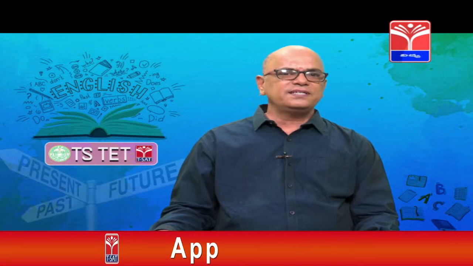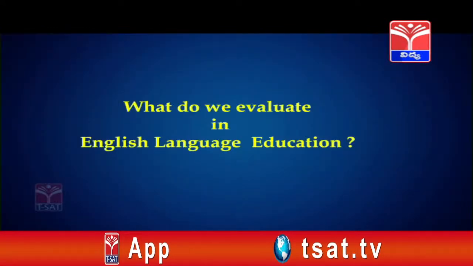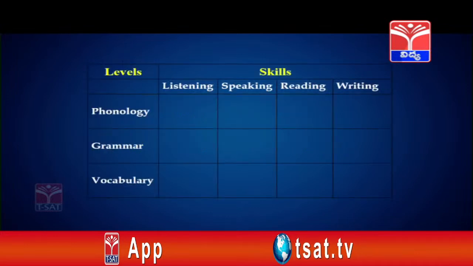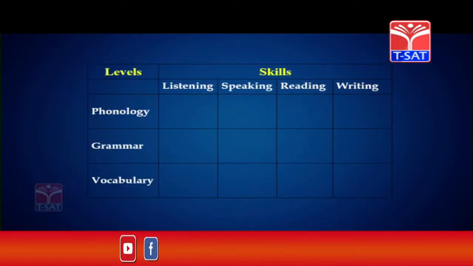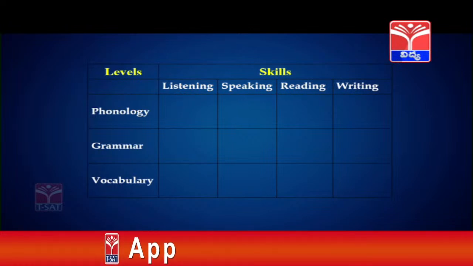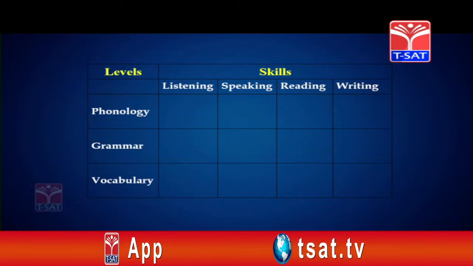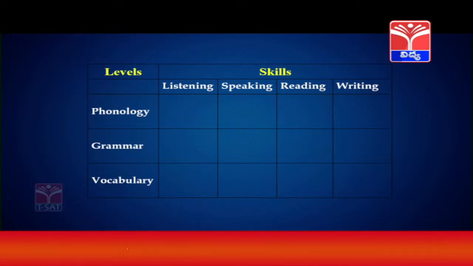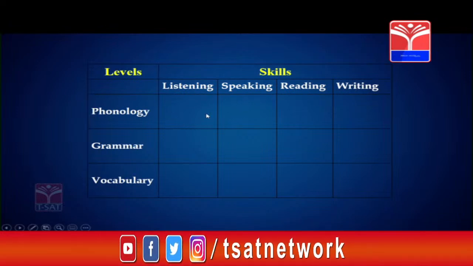Now, the question is, what do we evaluate in English language education? Evaluation is done at various levels: phonology or the system of pronunciation, grammar or syntax, and even vocabulary. And if you look into the skills that are associated with evaluation, they are listening, speaking, reading and writing. And sometimes the level and the skill can be integrated.